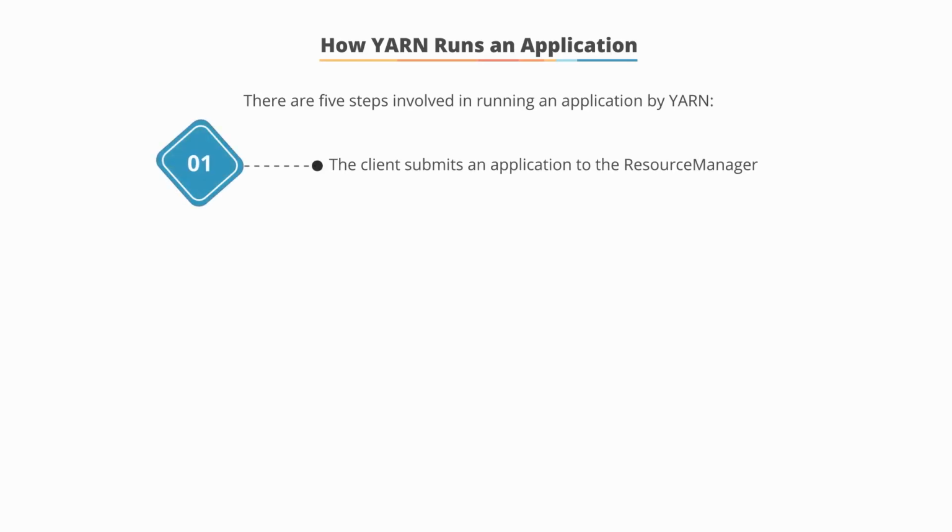Let's see how Yarn runs an application. Broadly, there are 5 steps involved in running a Yarn application. First, the client submits an application to the resource manager.